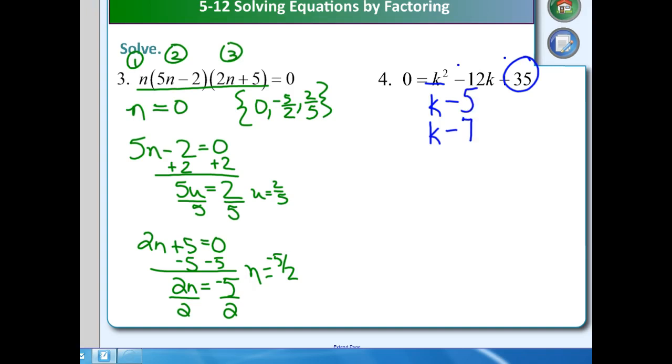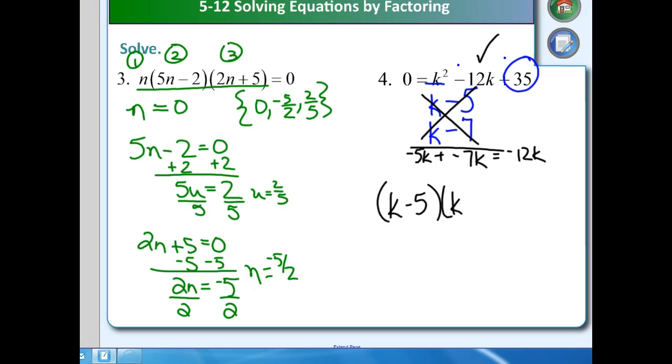Now, all good algebra students X factor to check the middle. So if I cross multiply here, we've got negative 7k. If I cross multiply the other side, negative 5 times k is negative 5k. And when I add them together, we get negative 12k. So the middle checked. So now we've got k minus 5 times k minus 7 equals 0.